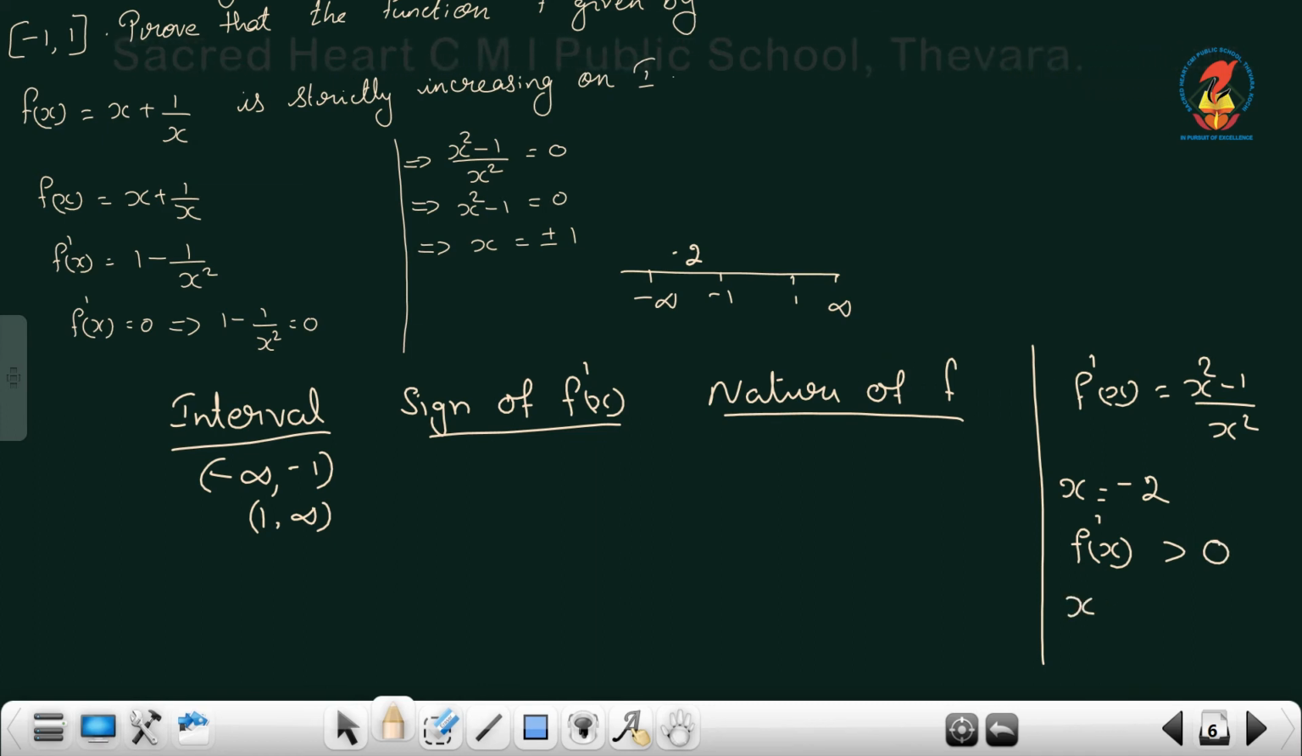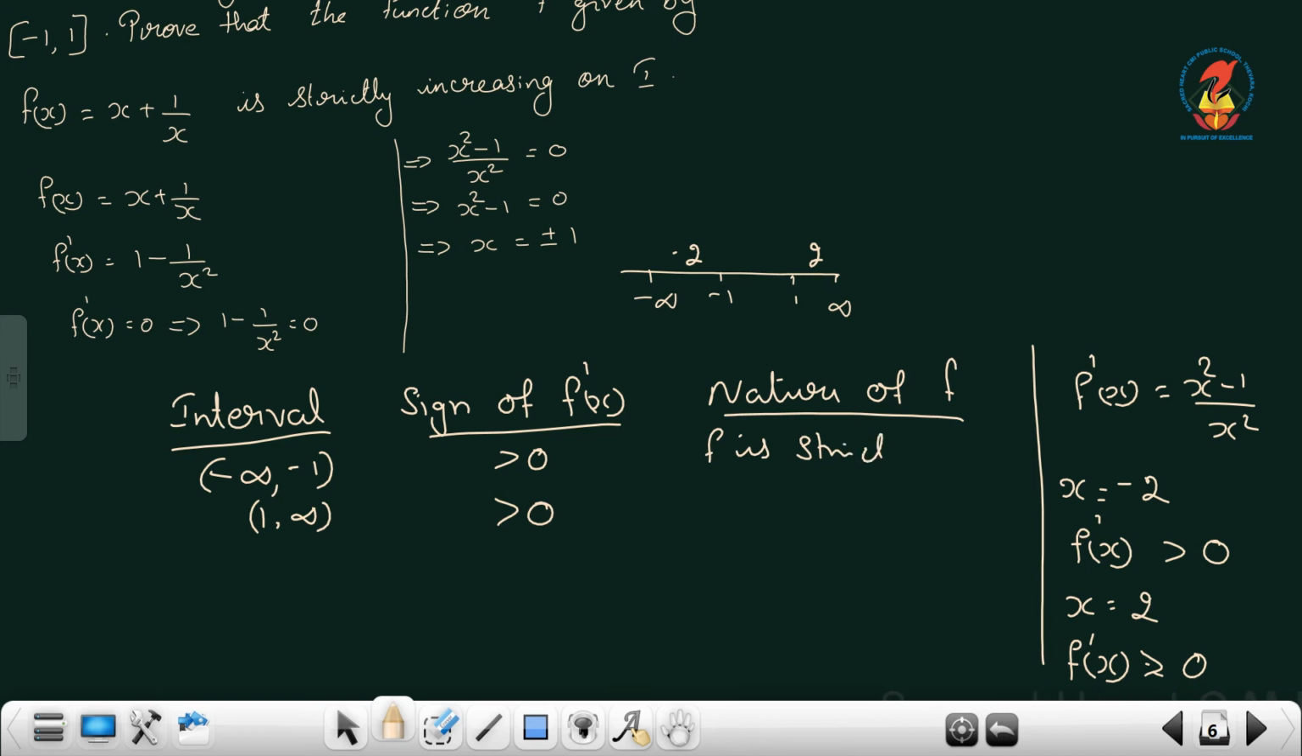Then for the next interval, from 1 to infinity, we can take 2. So when x is equal to 2, what about f dash x? Here also 4 minus 1 by 4, that is positive. So from minus infinity to minus 1 it is positive, and 1 to infinity also positive, that is, function f is strictly increasing.